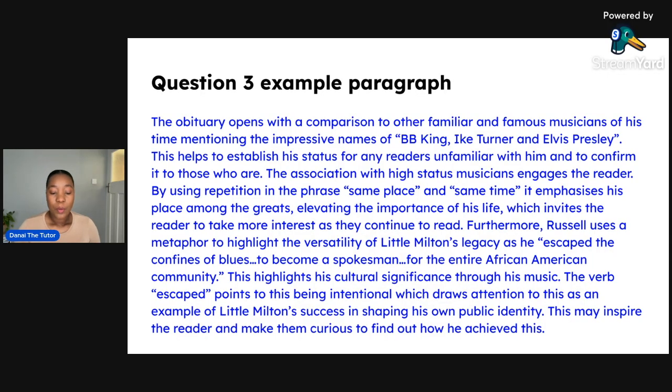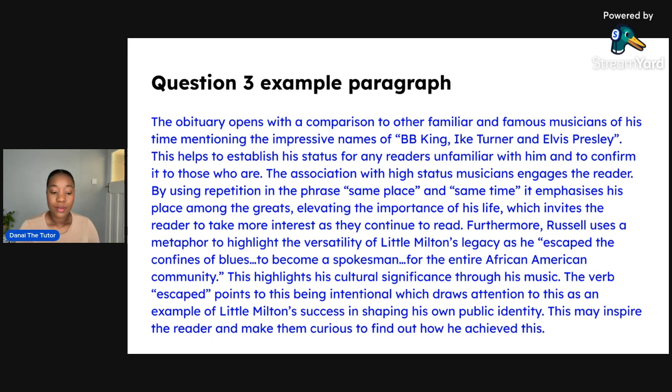It reads: The obituary opens with a comparison to other familiar famous musicians of his time, mentioning the impressive names of B.B. King, Ike Turner, and Elvis Presley. This helps to establish his status for any readers unfamiliar with him and to confirm it to those who are. The association with high-status musicians engages the reader. By using repetition in the phrase "same place and same time," it emphasizes his place among the greats, elevating the importance of his life, which invites the reader to take more interest as they continue to read.